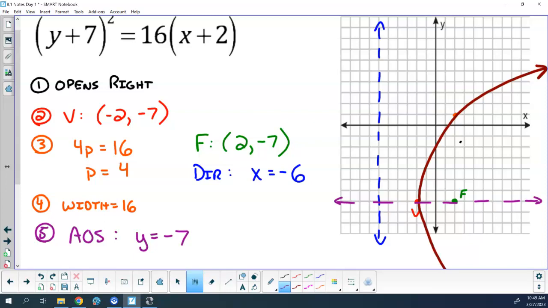I might also ask you for what the p-value is, but you would have had to find that in order to graph it. I might ask you the direction of opening. I might ask you the width. All those things that you would have in there. But for sure, bare minimum, I'm going to ask you those 4 things.